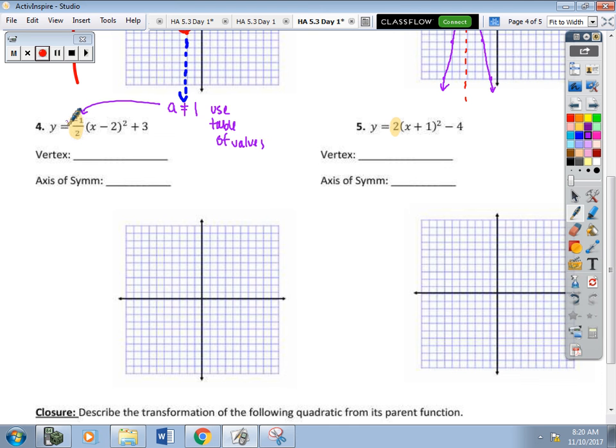So the negative, even though this is -1/2, the negative again is telling me that this is a reflection. The 1/2 tells me that it's a shrink, okay, which means the graph is actually going to be flatter. The 2 tells me it's going to the right 2, and the 3 tells me that it's going up 3. So for this one, our vertex would be the opposite of -2, which is +2, comma 3. Axis of symmetry, x equals 2.